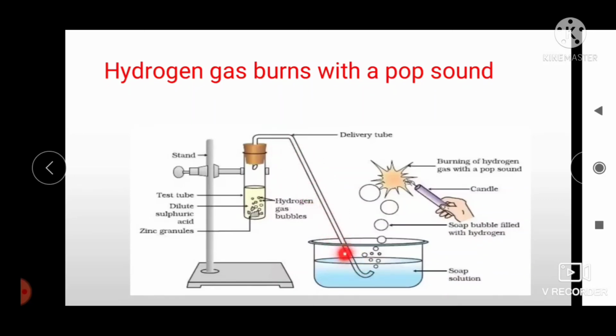Gas-filled bubbles are formed in the soap solution, which rise into the air. Bring a burning candle near a gas-filled soap bubble. The gas present in the soap bubble burns with a pop sound, making a little explosion. Only hydrogen gas burns making a pop sound. From this reaction we can say zinc, a metal, reacts with the acid, sulfuric acid, and forms zinc sulfate and hydrogen gas.